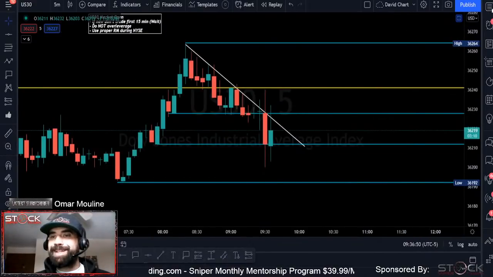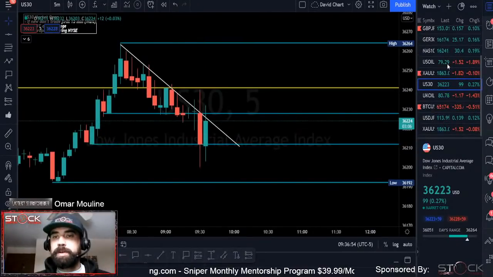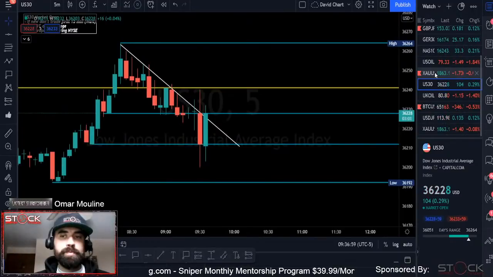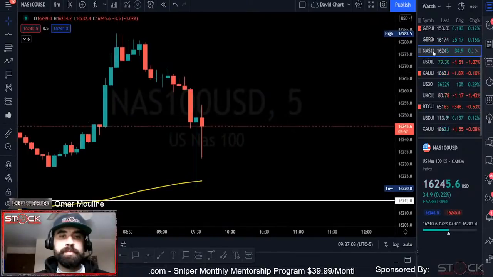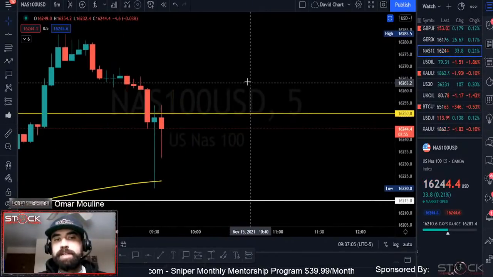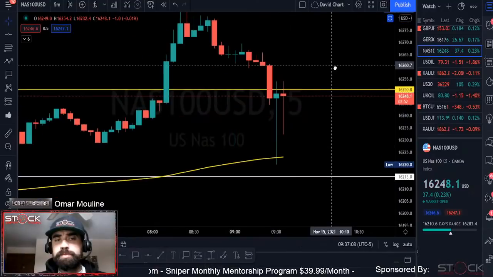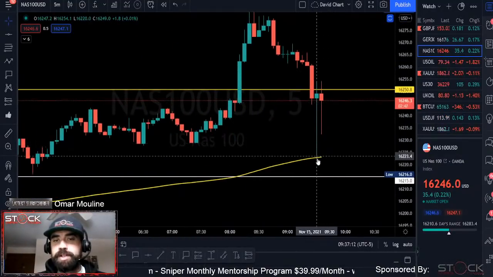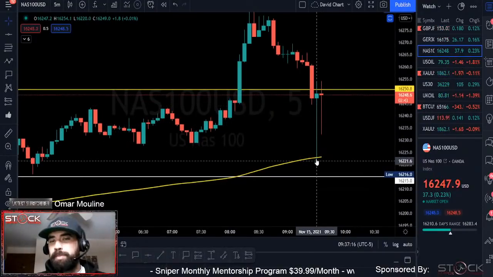US 30 is not looking good right now. Okay, not much movement here. Check out NAS. Okay, so look for NASDAQ to possibly fill this big wick right here. You can see they're trying to push it up. Have not broke below there yet.